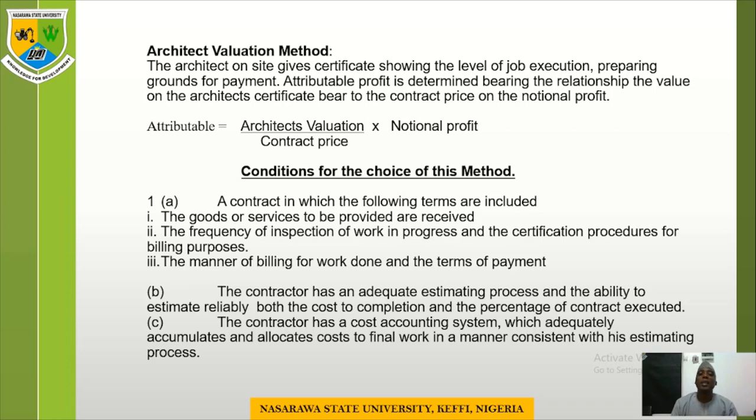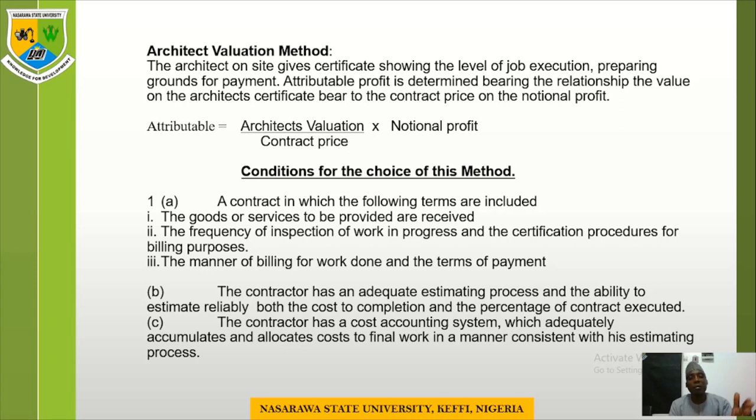Number one is a contract in which the following terms are included: first, the goods or services to be provided are received; second, the frequency of inspection of work in progress and the certification procedure for the bill proposed, in the case of architectural; third, the manner of billing for work done and the terms of the payment.